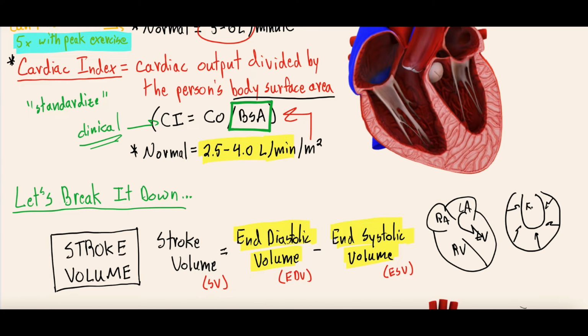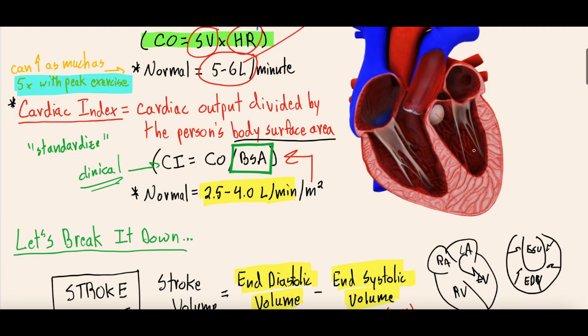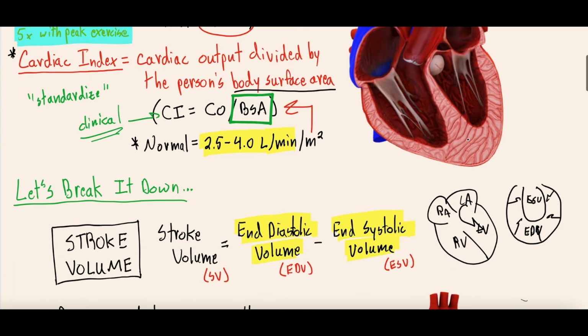So end systolic volume, end diastolic volume. The diastolic volume is when the ventricle is full of blood. The systolic volume is when the ventricle is contracted and there's only a little blood left. And the difference between those two is the stroke volume. That makes sense, right? Because how much blood is pumped out of the ventricle is going to be how much blood initially filled the ventricle minus how much blood is still left even after it's squeezed. And that is the stroke volume.